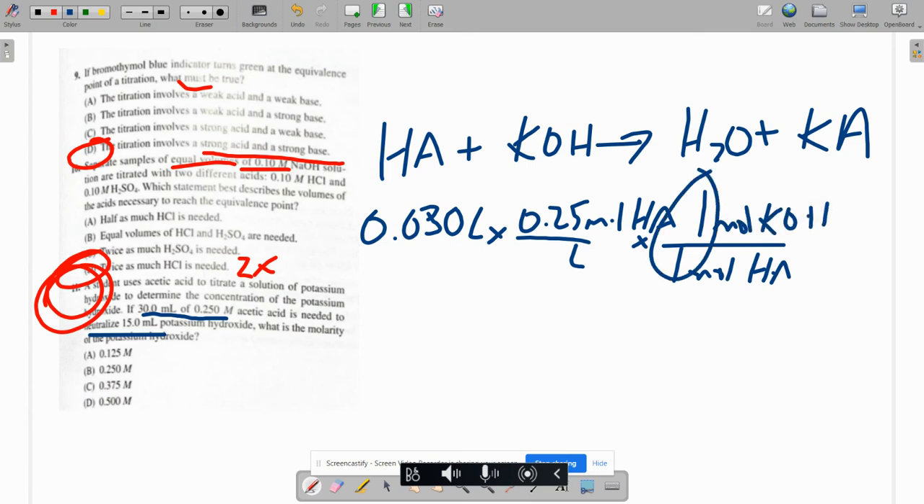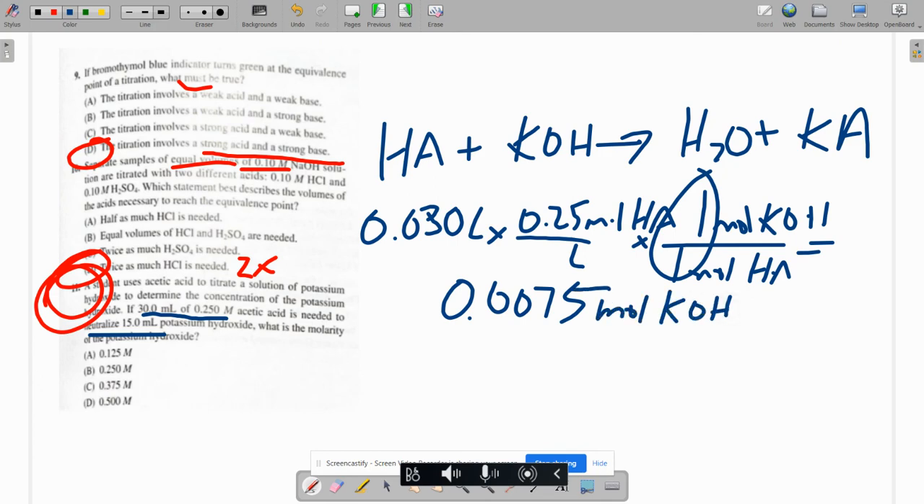Guys, this is a pretty important step, because if I gave you H2SO4 or something, that wouldn't be a 1-to-1. That would change your answer. So make sure you pay attention to that. All right, so I'm going to multiply those. Basically 25 times 3. So that's 0.0075, and that's moles of KOH.